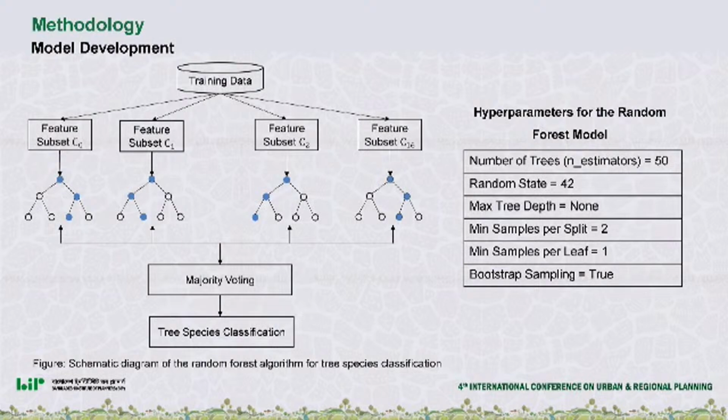Because of its robustness and ability to handle high dimensional data, we fine-tune the hyperparameters for the analysis to achieve the optimal species level classifications, and we keep the number of trees at 50 and a certain random state to achieve similar results when we run the models repeatedly.